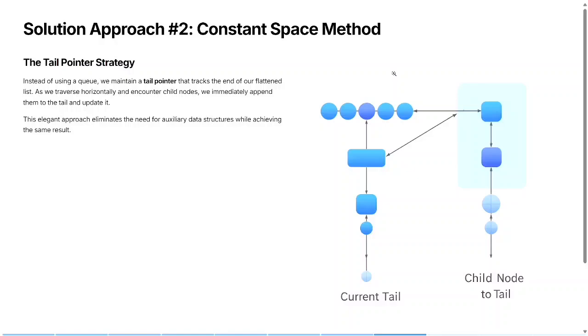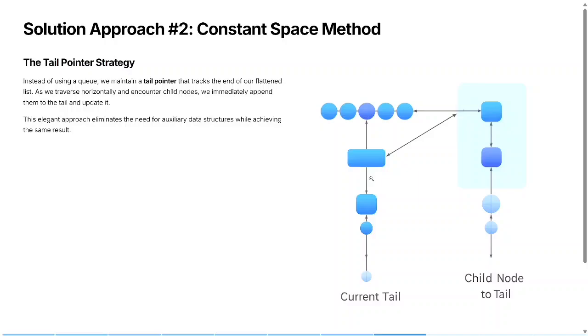While the queue method is very intuitive, it has a significant drawback. It often requires extra space for the queue, which might not be ideal in memory sensitive environments. This brings us to our second, more optimized solution, the constant space method, also known as the tail pointer strategy. The fundamental goal here is to achieve the same level order flattening but without using any additional data structures. We want to do everything in place.